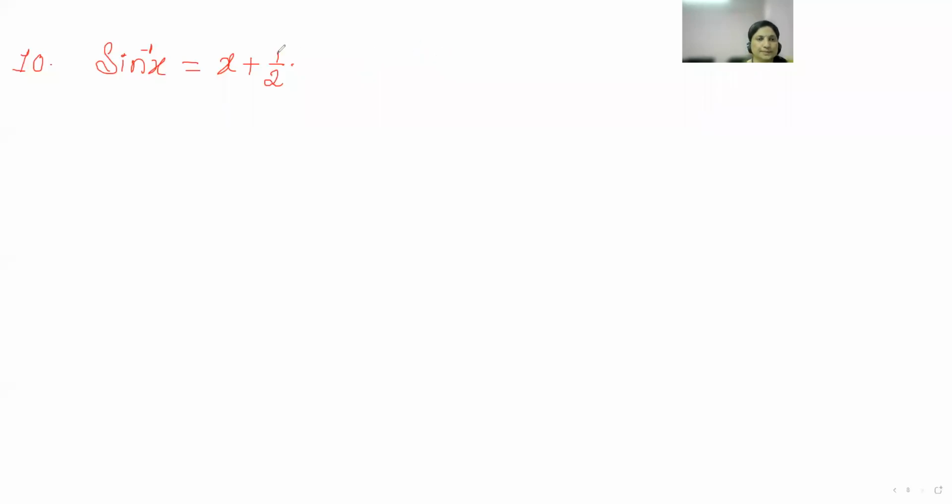1 by 2 into 1 upon 3, x cube by 3, plus 1 by 2 into 3 by 4 into 1 upon 5, x raised to 5 by 5, plus 1 by 2, 3 by 4, 5 by 6, x raised to 7 by 7, and so on up to infinity.